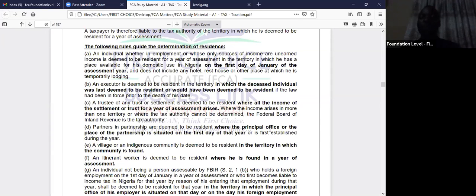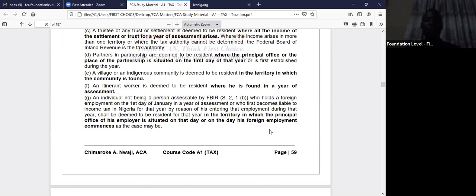The members of the armed forces, one of the reasons why the FIRS is taking over their residency is because they are like an itinerant worker. They can be transferred anywhere. And so in order not to create confusion as to their principal place of residence, they are exempted. And so their tax is being collected by the Federal Inland Revenue. All right. So let's go further.